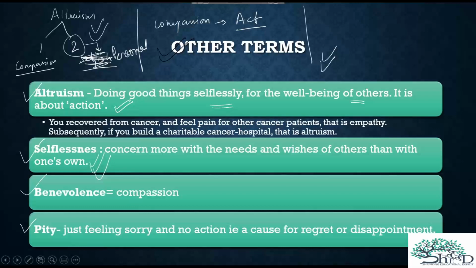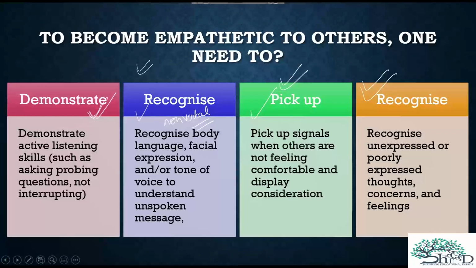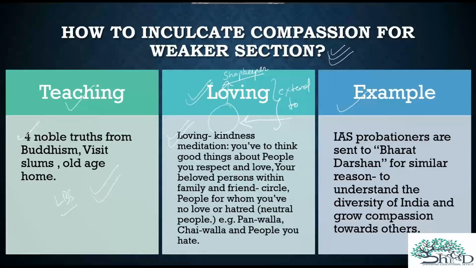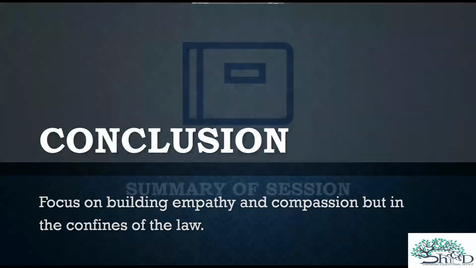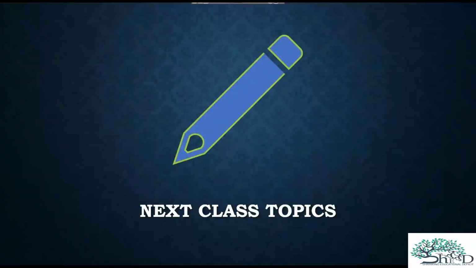Then other terms, altruism, selflessness, benevolence, pity. Then how to become more empathetic to others, what do we need to do? Then how to inculcate compassion. Then we understood what is the perspective we need to take home with respect to empathy and compassion.